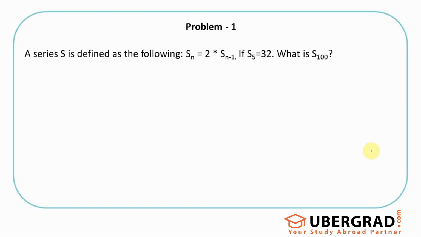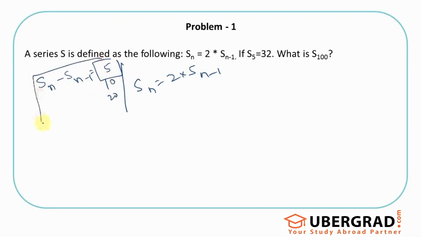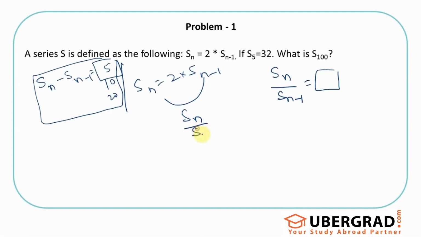So a series S is defined as follows: Sn is equal to 2 into Sn minus 1. If you remember, we had something similar in the arithmetic progression example problems. Over there we tried to get Sn minus Sn minus 1 equal to what? If it's a fixed number, a constant like 5, 10, 20, I understand that the series is following arithmetic progression. Something similar you can do to check if a series is following a geometric progression or not, by getting Sn by Sn minus 1 equal to a fixed number. In this case, Sn is 2 into Sn minus 1. If I divide by Sn minus 1 here, it will turn out to be 2.